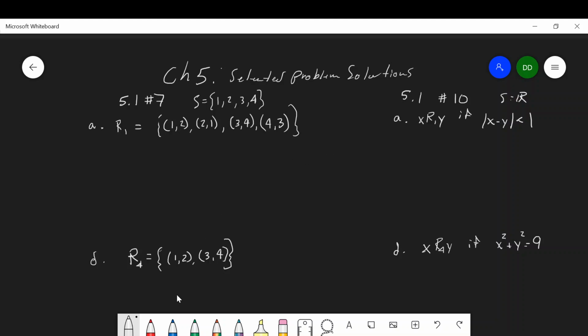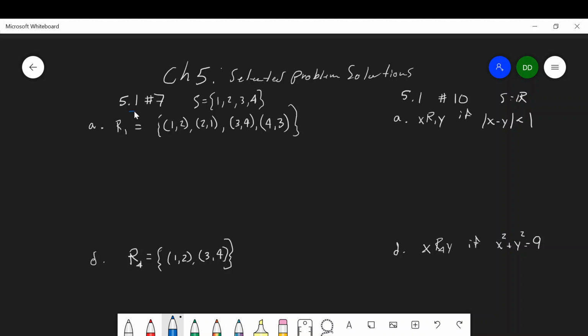Anyway, I'm just hoping this helps you in some way to see some solutions for a few problems from Chapter 5. I know that relations can be pretty tricky. I remember when I first learned these, there's definitely a learning curve, and it's definitely helpful to see some worked out in real time like this. All right, so let's get started.